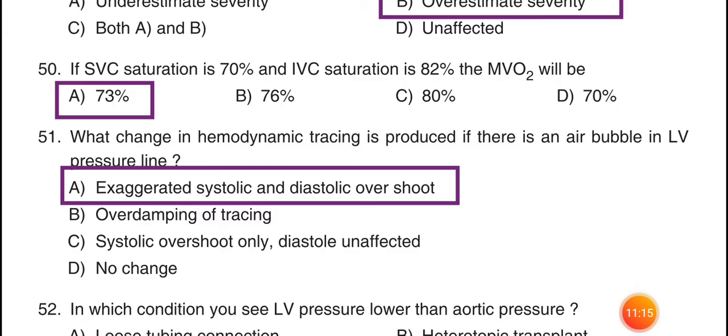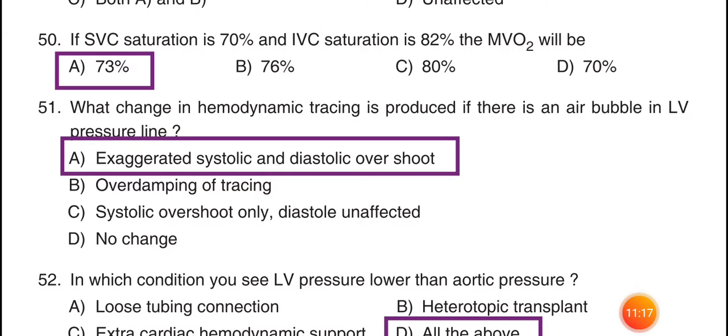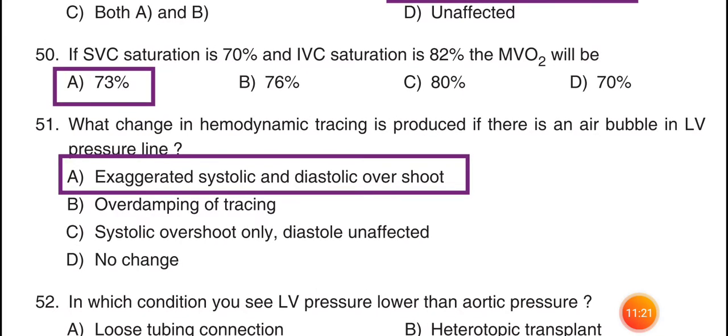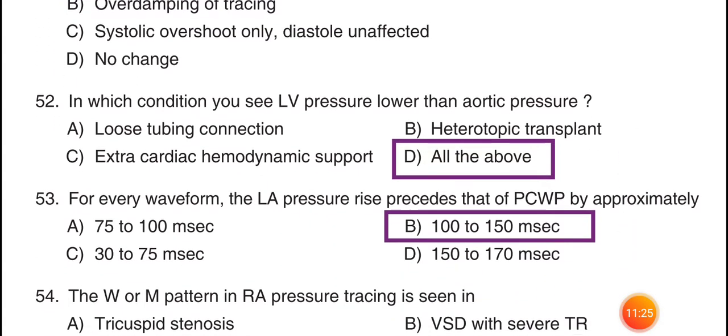51. What change in hemodynamic tracing is produced if there is an air bubble in LV pressure line? Option A, exaggerated systolic and diastolic overshoot.